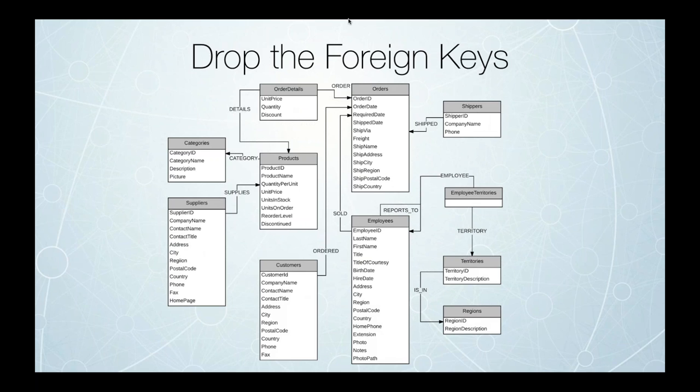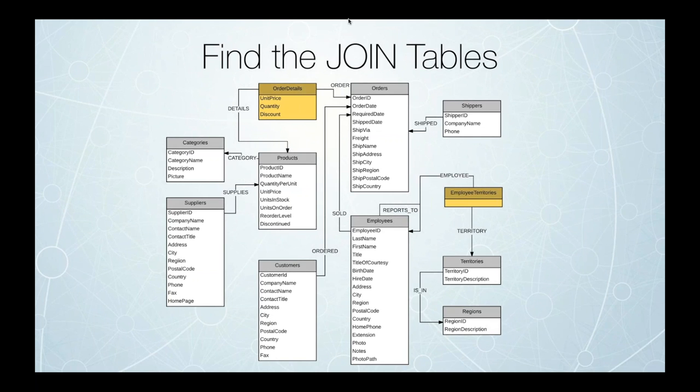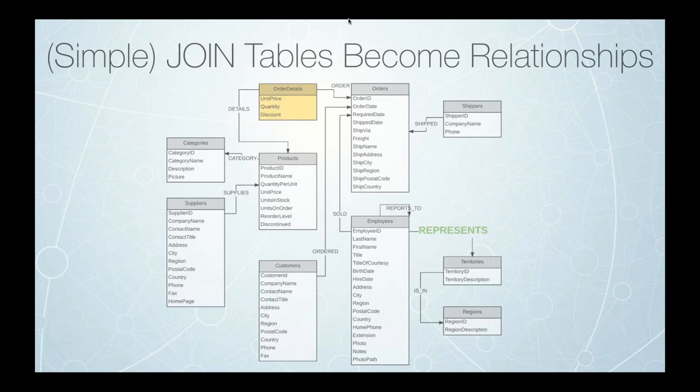So our next thing we're going to be doing is finding the join tables. Finding the join tables is finding the tables that are really just linking up two other tables, and that's their only purpose. And for this case, we have employees who represent territories, and we have this very simple join table called employee territories. And for that very simple join table on the right-hand side, we are going to convert that over into the represents relationship. An employee represents a territory.